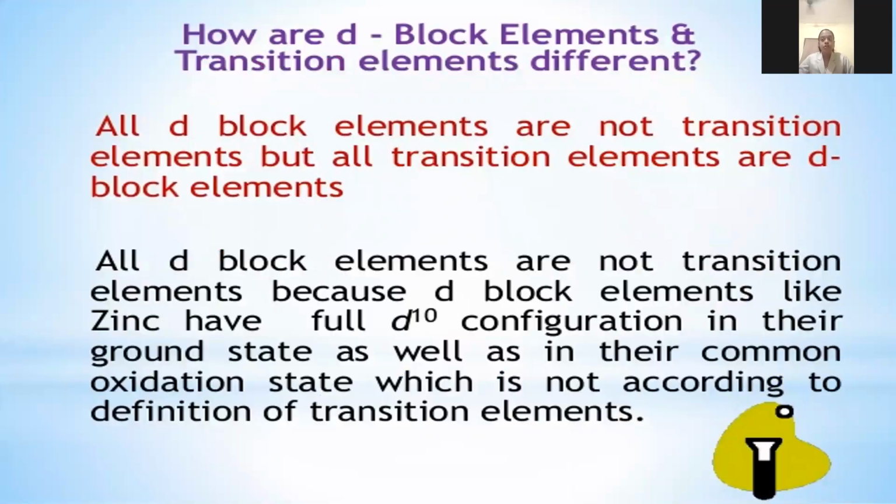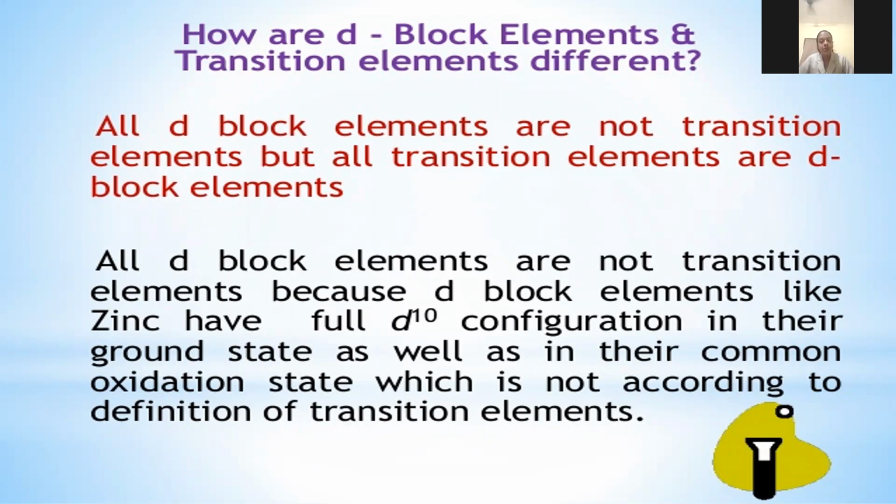So next we are moving on to the difference between d-block elements and transition elements. We have seen that the d-block elements are different from transition elements. All d-block elements are not transition elements, but all transition elements belong to the d-block elements. All d-block elements are not transition elements because d-block elements like zinc have the full d10 configuration, as we have seen in the earlier slides, that zinc has a completely filled d10 configuration in its ground state as well as in its common oxidation states, which is not according to the definition of a transition element.